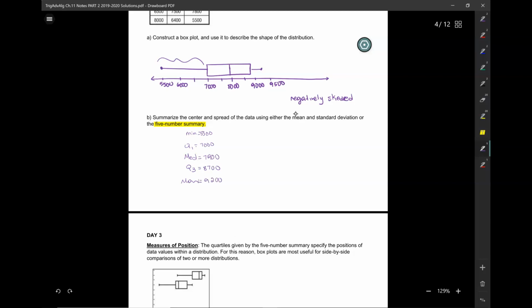So if this was symmetric, we would have used mean and standard deviation. But since it's not symmetric, we use the 5-number summary. And with that, I'm going to end right here.